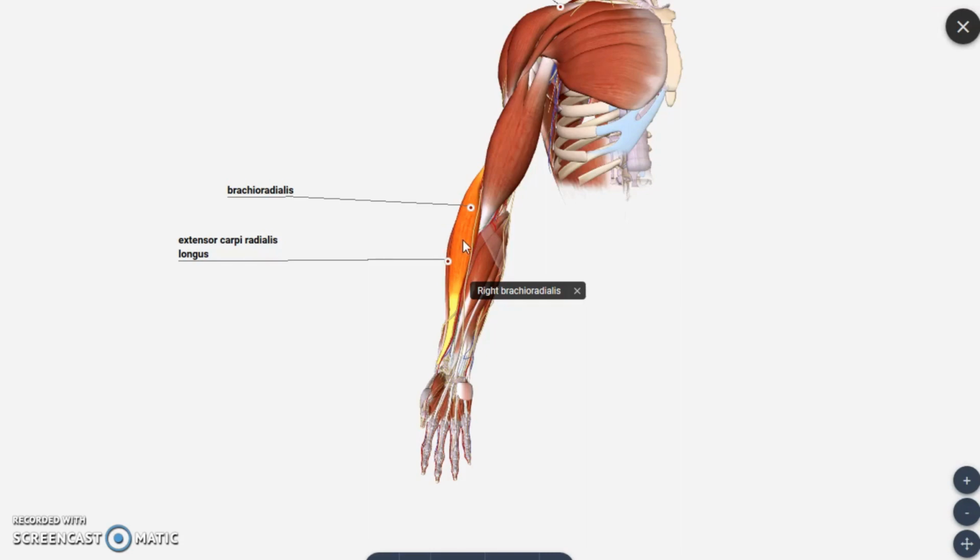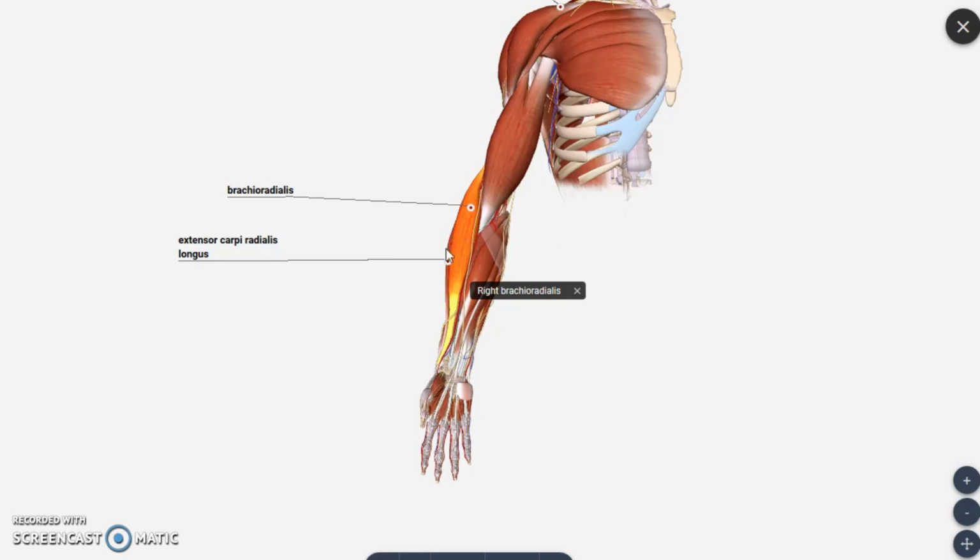Altogether, in the extensor compartment, we have around 12 muscles in superficial and deep layers. In the superficial layer, we will be having 7 muscles, and in the deep layer, we will be having 5 muscles. First, talking about the superficial layer muscles, the first muscle we are seeing is brachioradialis, which is seen in the lateral aspect. So this is the brachioradialis muscle.